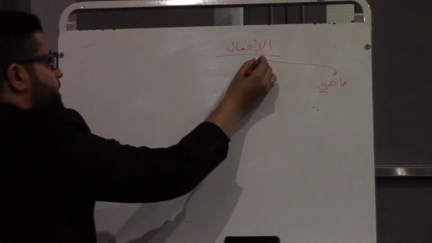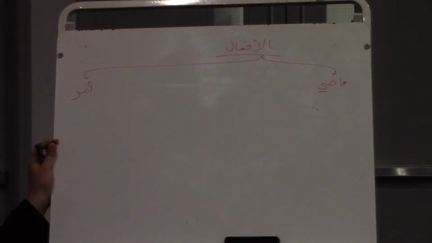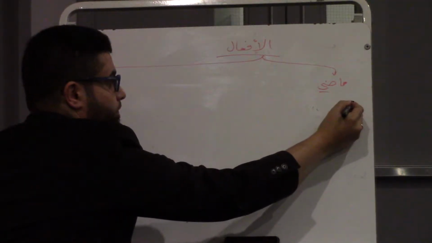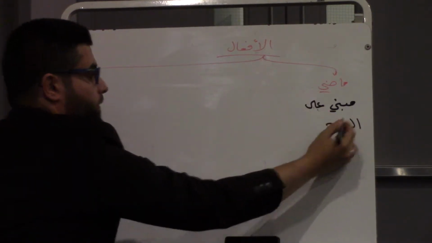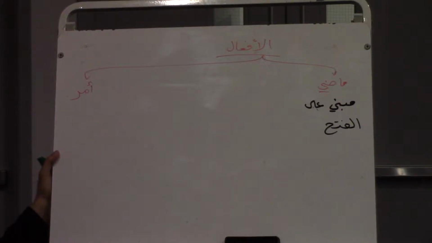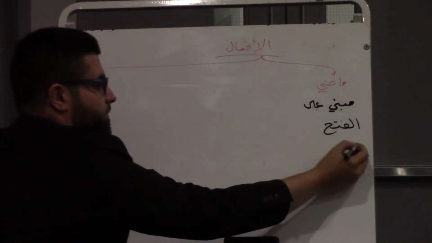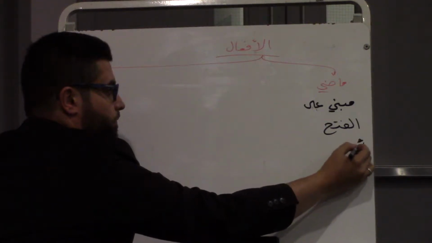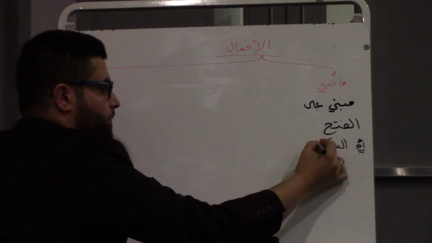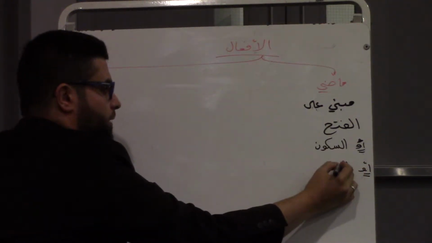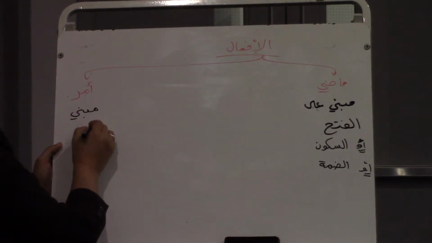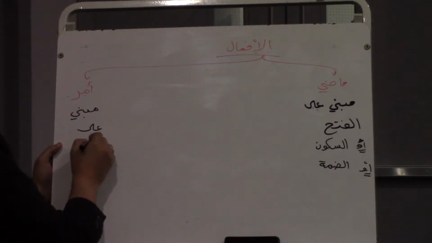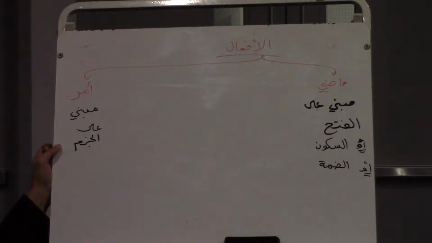So this is Madi. Over here is Amr, and we said both of them are Mabni. Both of them are Mabni. Red doesn't work either, so I just stick to black. Okay, fair. Mabni ala al-fath أو السكون أو الضمة. Here مبني على الجزم. So it's always majzoom, always, right?